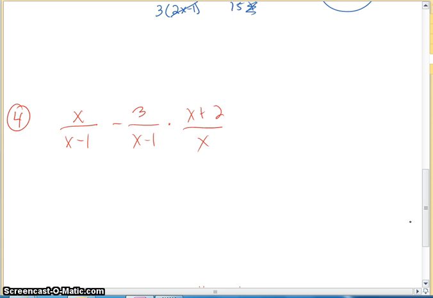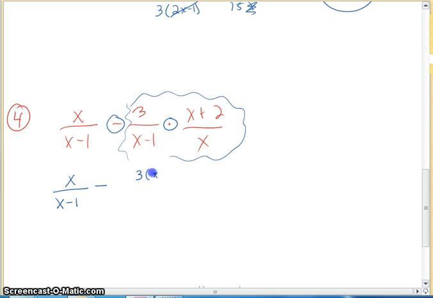Here again, I need to know, what do I do first? Subtracting or multiplying? It may look tempting, since these both have x minus 1's. They already have a common denominator, but you do not subtract first. You have to multiply first. So the first fraction stands alone. Can I reduce anything between these that are being multiplied? No, there's nothing that can be reduced. So I'm just going to straight up multiply.